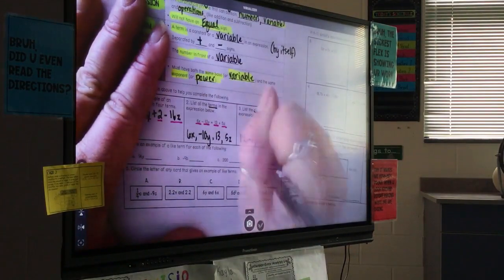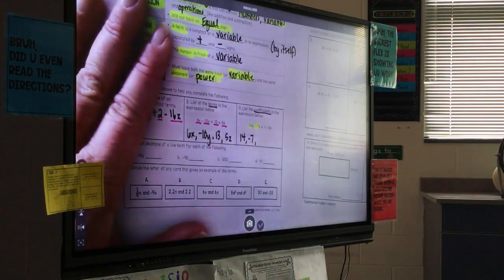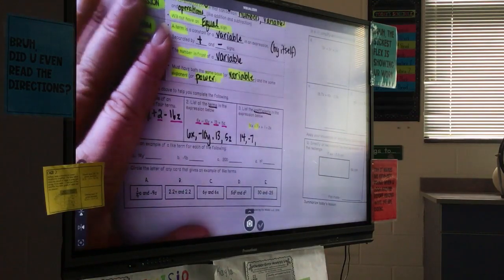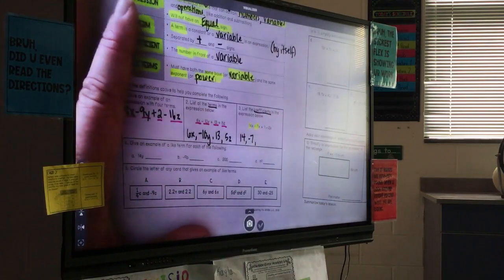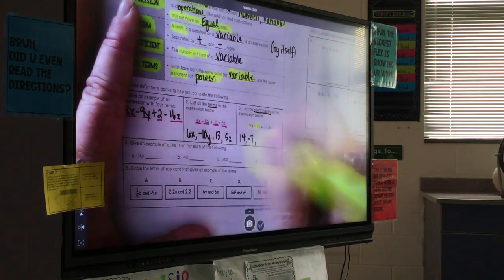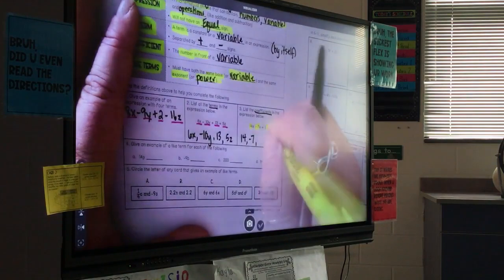Brayden, why is 1 not a coefficient? Is there not a variable behind it? Right, it's just a term, a constant technically, because it's just a number by itself. All right, and then the last one, Audrey. Not 2, but negative 2.